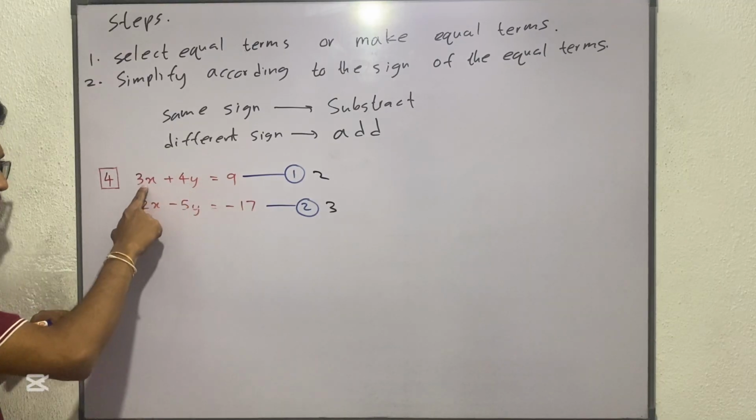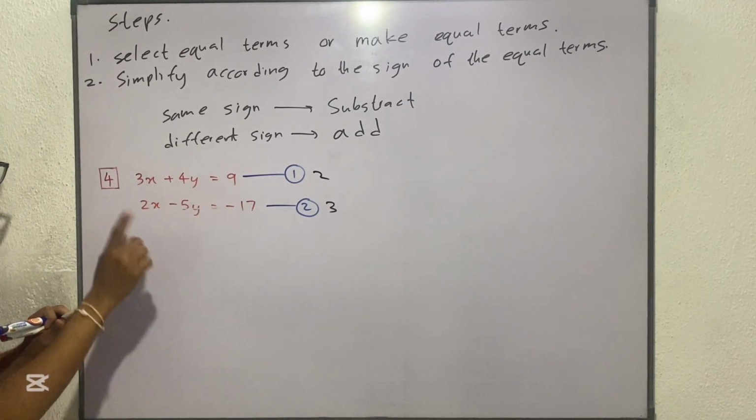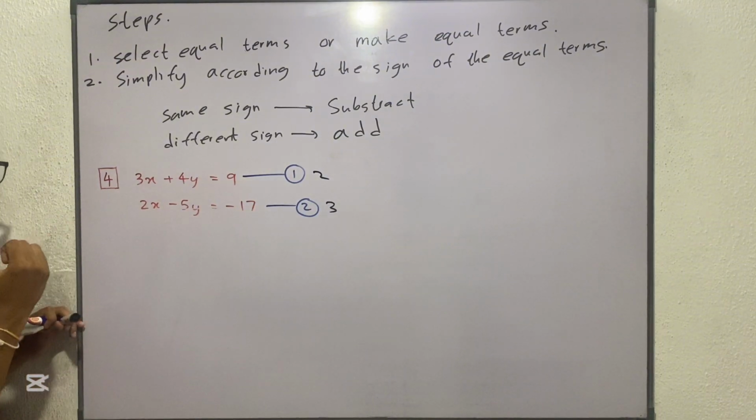I have to exchange and multiply. Then 2 times 3x, I get 6x. 3 times 2x, again I get 6x. So that's how I can make the same x term.